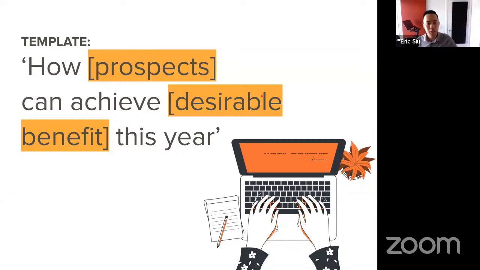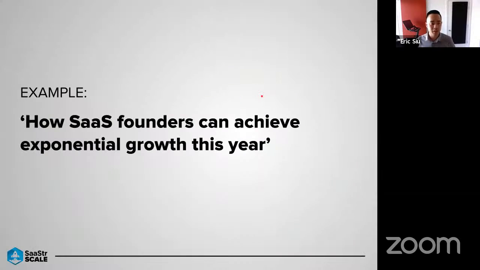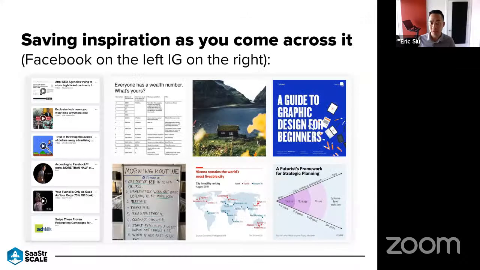Look at this one right here. How prospects can achieve desirable benefit this year. How SaaS founders can achieve exponential growth this year. Okay. So that's one piece of it.